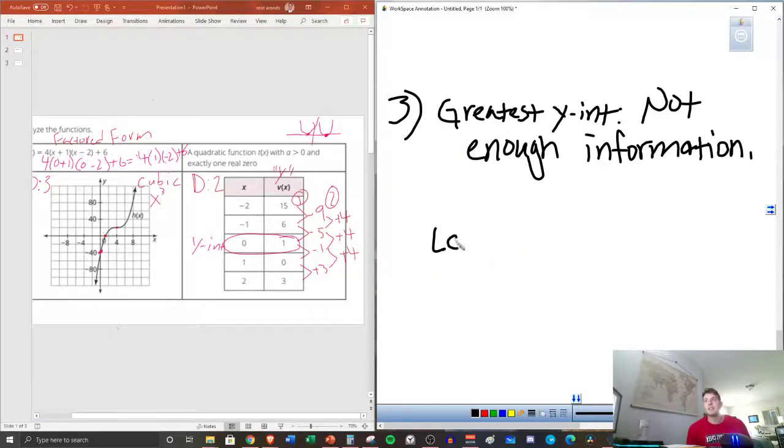Now, what about the least y-intercept? We do know that this function cannot have a negative y-intercept. The lowest y-intercept it can have is 0, so that helps us a lot. That means that h of x, with its negative 40, is going to end up taking this one. That will have the least y-intercept.